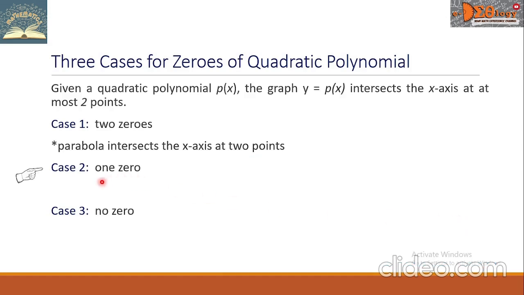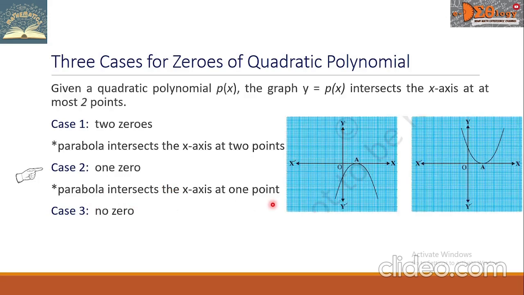Next, case 2, when we have 1 zero. This means the parabola intersects the x-axis at 1 point. Let us show some examples. We have here two examples. In our first example, the parabola opens downward. The maximum point of this parabola intersects the x-axis, so it is only at 1 point. In our second example, the lowest point of the graph intersects the x-axis. That is why it intersects at only 1 point.